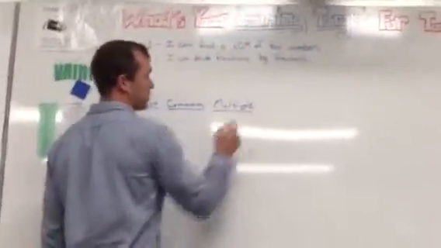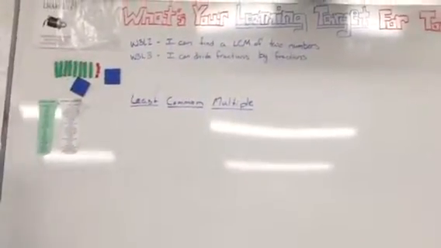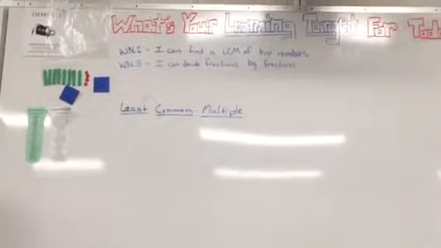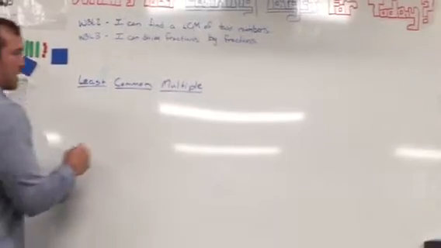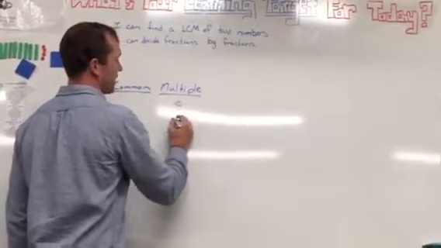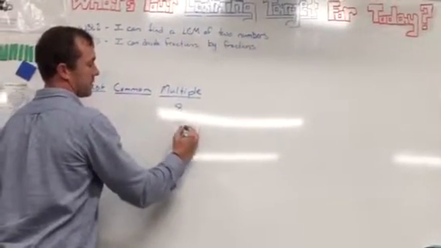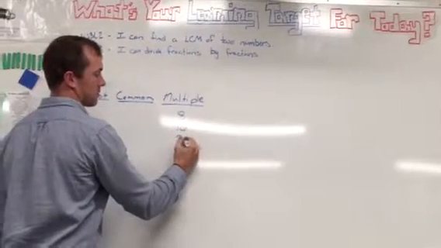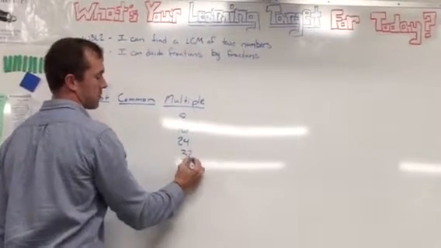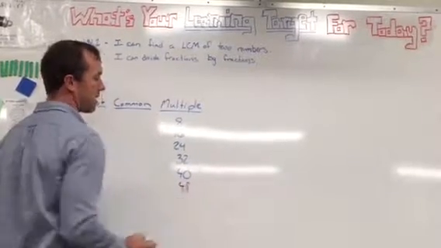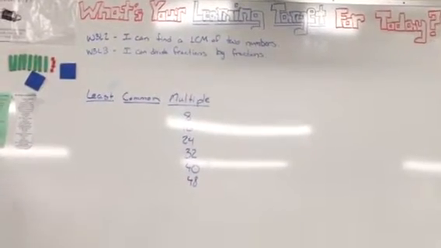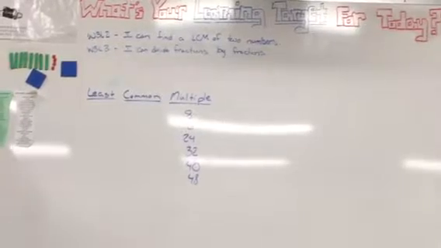And what is a multiple? Give me a multiple of 8. 16. Okay, so let's do multiples of 8. We have 8, then 16, 24, 32, 40. Okay, we'll stop there. So multiples are basically like when you're counting by that number.